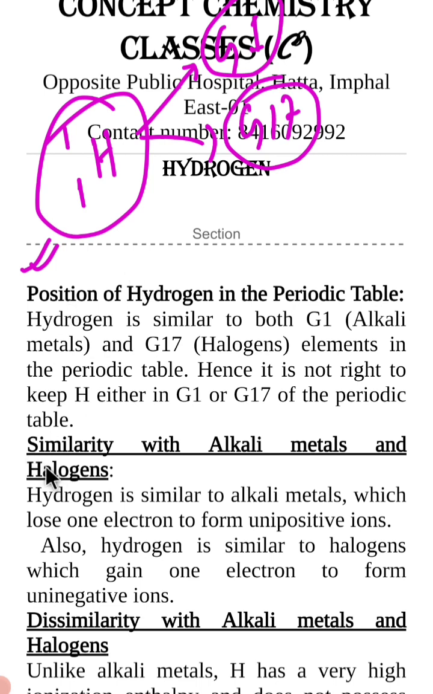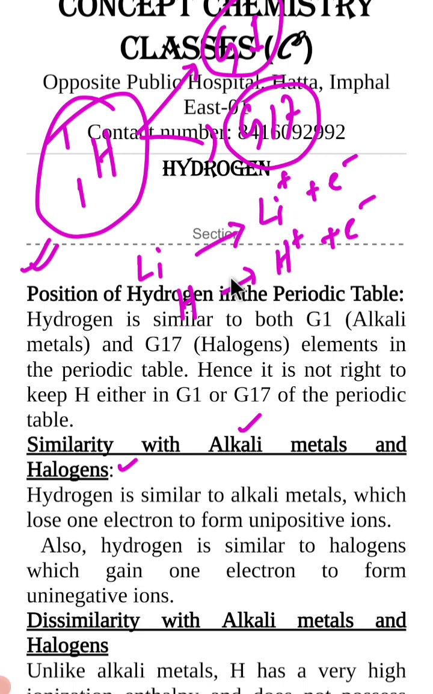After its position, let us discuss the similarity of hydrogen with alkali metals, which are group 1 elements, and halogens. Okay, alkali metals, let me take one example. Lithium has a tendency to lose one electron to form the lithium plus ion. Likewise, hydrogen also has a tendency to give out its only electron to form the H plus ion. So in electropositivity, hydrogen is similar to group 1 elements.